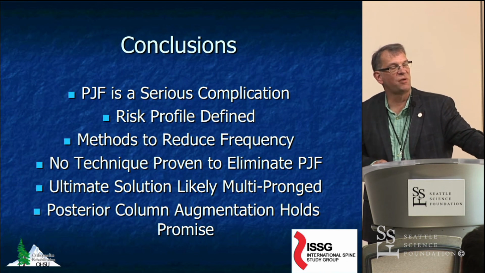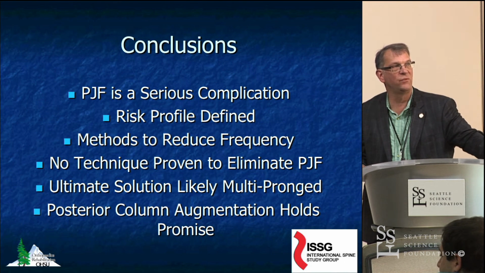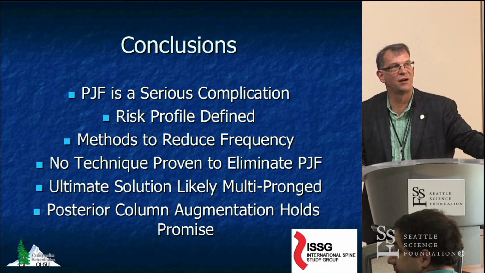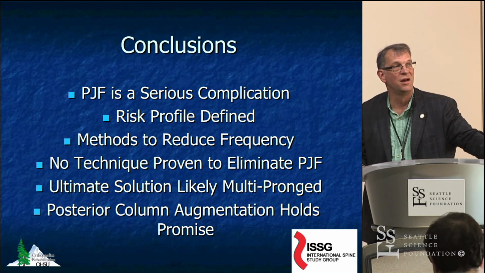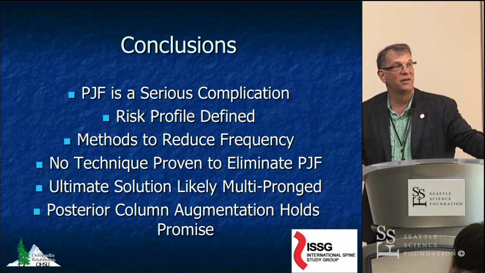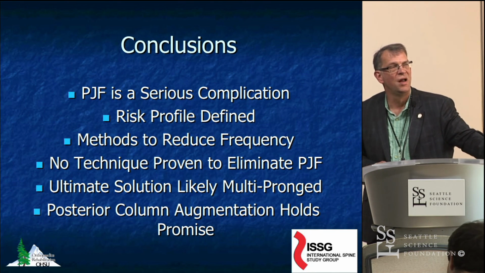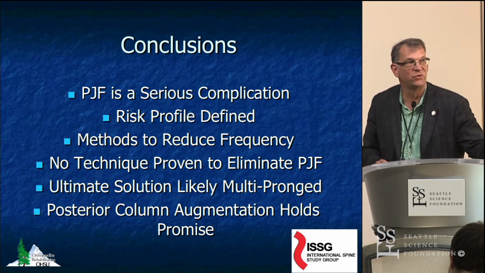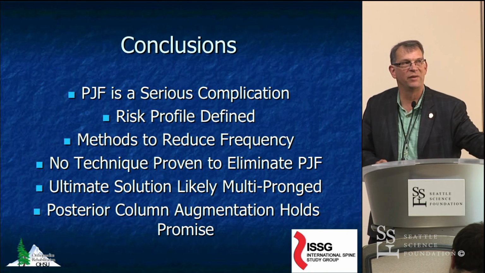So conclusions, proximal junctional failure, it remains a serious complication. I think we've gone a long ways towards defining the profile. We still need to work on methods to prove that we can reduce the frequency. I think there's no technique yet proven that eliminates the complication, and we're going to likely need multiple-pronged approaches, probably including biologics. I didn't talk about Forteo, but I think medication treatment preoperatively when bone density is an issue. And I think we really need to be paying attention to the posterior column and figure out ways to augment that as the next step in reducing this complication.